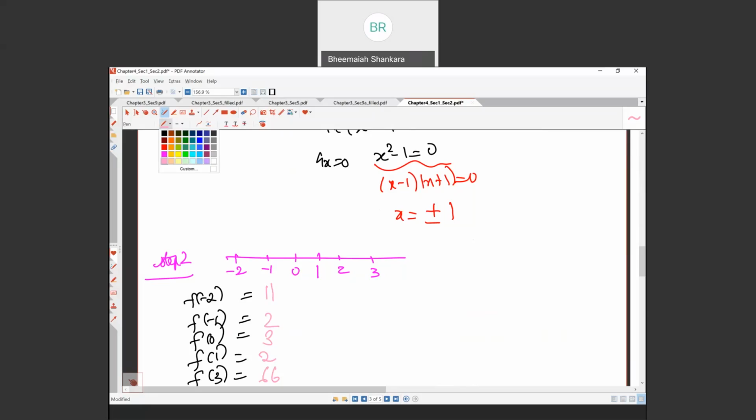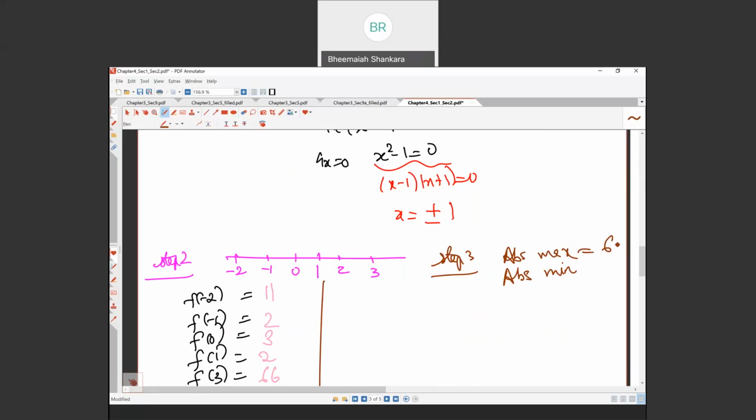Now you start reading the absolute max and the minimum values. So your step 3 will be the absolute max and the absolute min values. 66 is the absolute max and 2 is the minimum value.